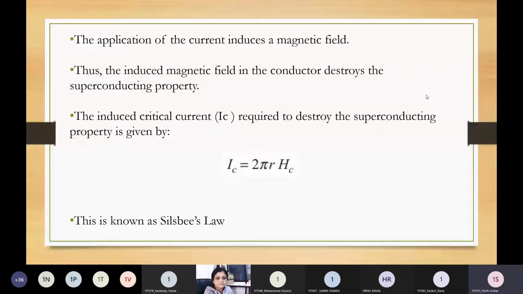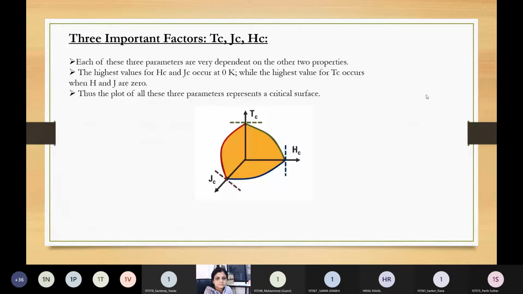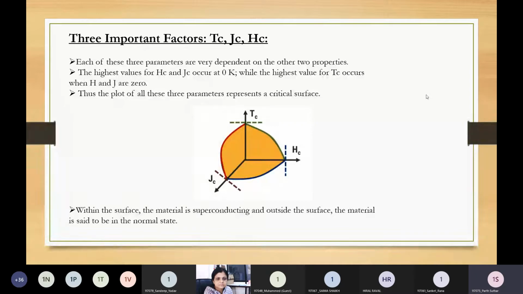And yes, this equation is known as Silsbee's law. Okay. Now there are three important factors, that is Tc, Jc, and Hc: critical temperature, critical current density, and critical magnetic field. These all are interdependent, and these factors are the defining properties for any superconducting material. So what happens if we change a single factor among these, the other two will also get changed.